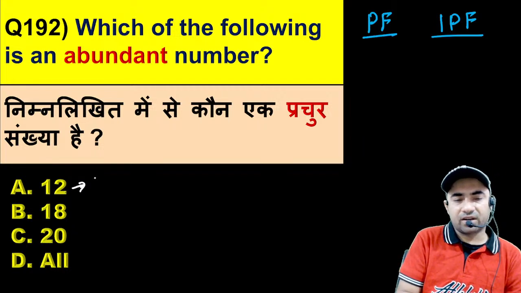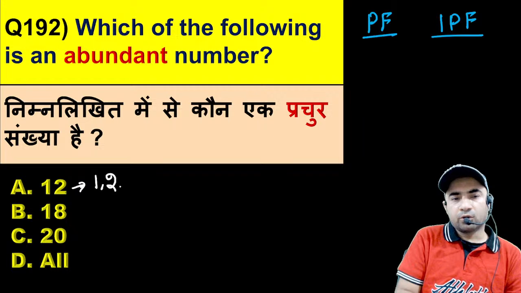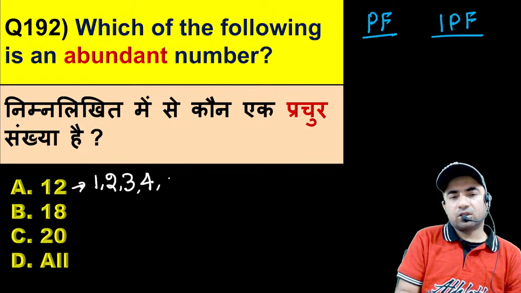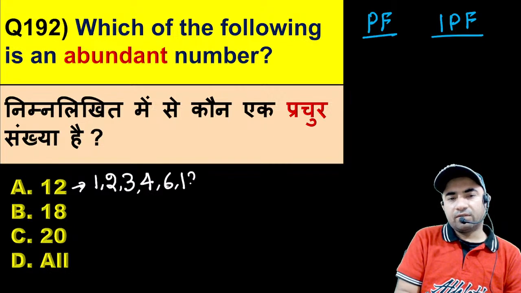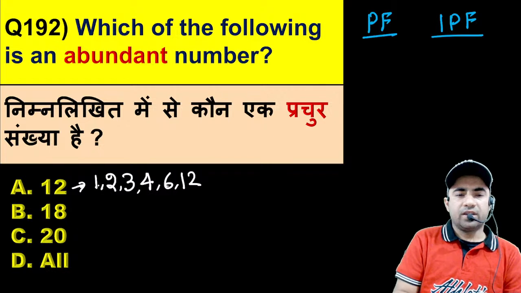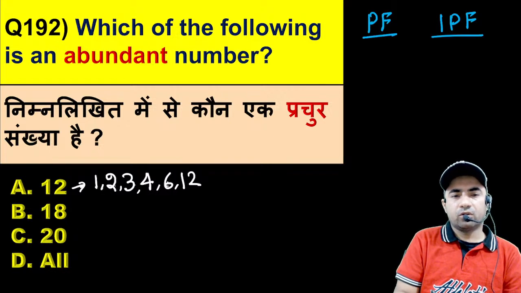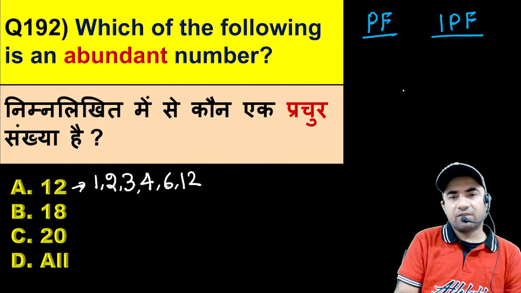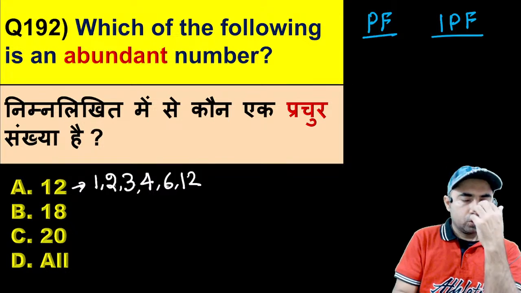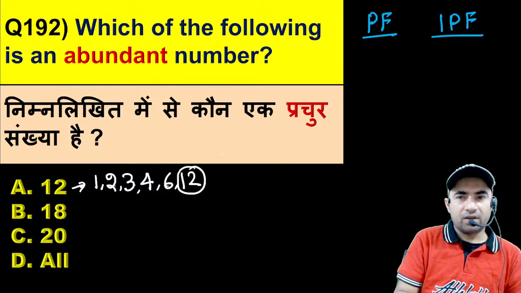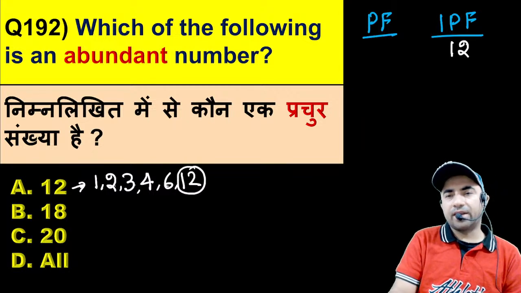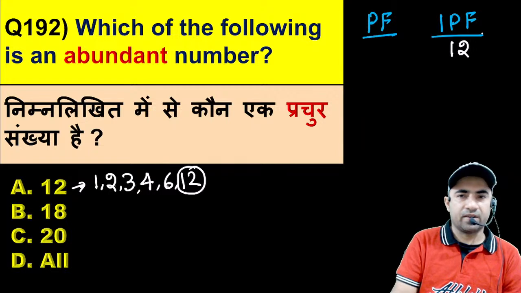So the factors of 12 are 1, 2, 3, 4, 6, and 12. Among these, the number itself is called the improper factor. So the improper factor of 12 is only 12. Any number has only one improper factor.